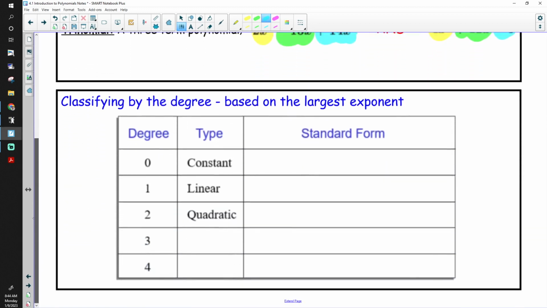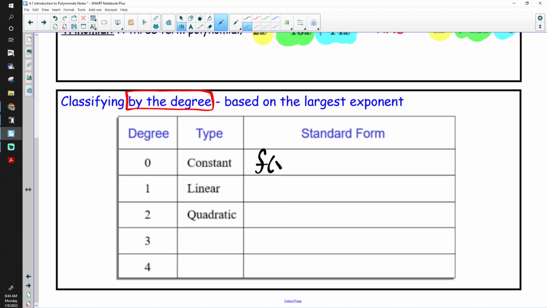The second way to classify is based on the largest exponent, the degree. So we can also classify by the degree. Okay? So if you have a polynomial and you look at the largest exponent, it has special names. Okay, so the first one is what happens if it's degree 0. It has no exponent. We call that a constant. Here's an example of what that might look like.